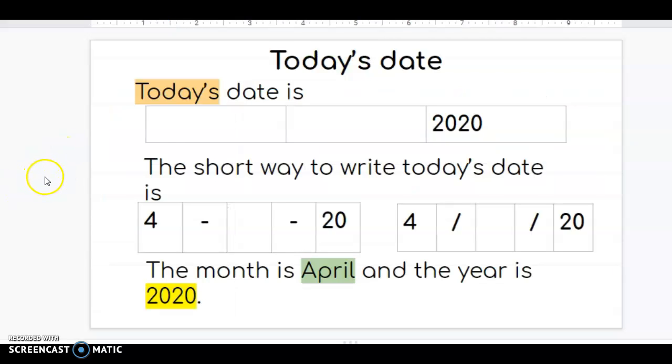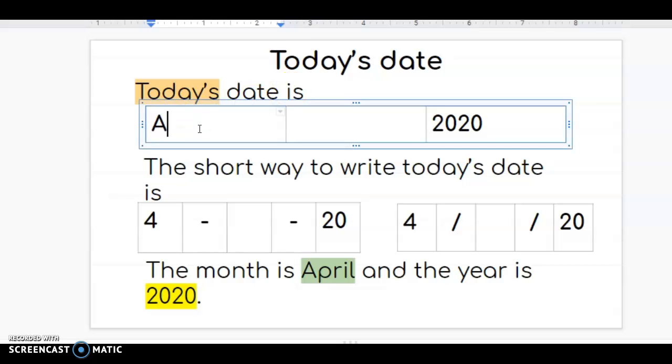So let's fill out this part of our calendar report. The title of the page says today's date. Today's date is, we're in the month April, so April goes here. Let's make that a little bigger. And today's date that we just wrote down, the number that comes after 12, is 13. And the year is 2020.